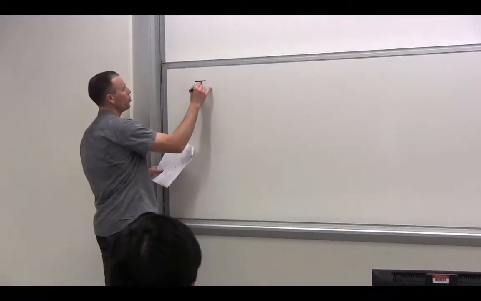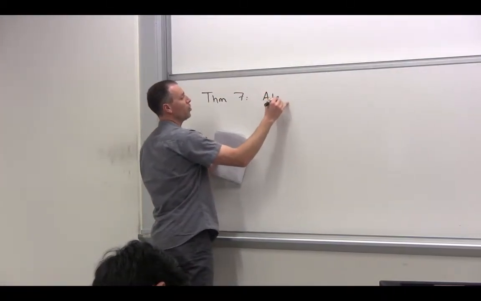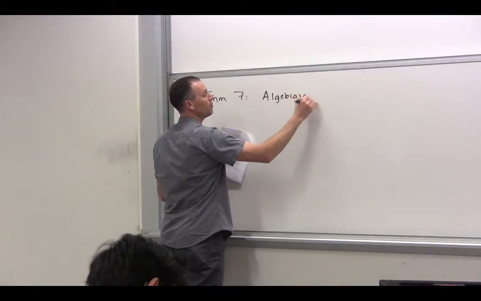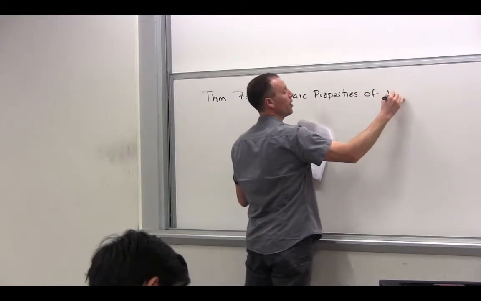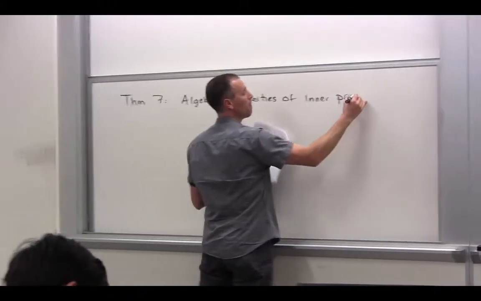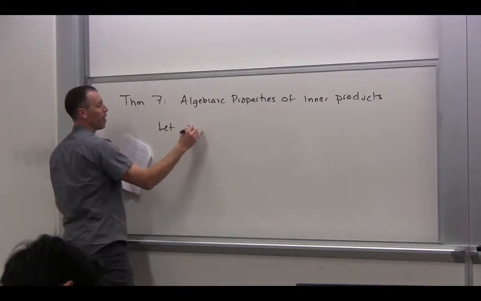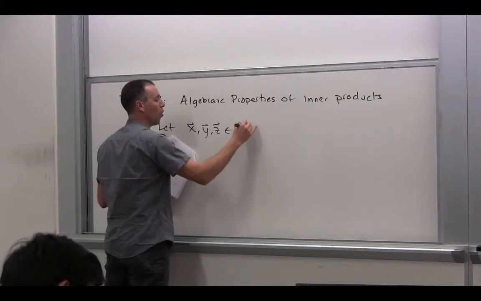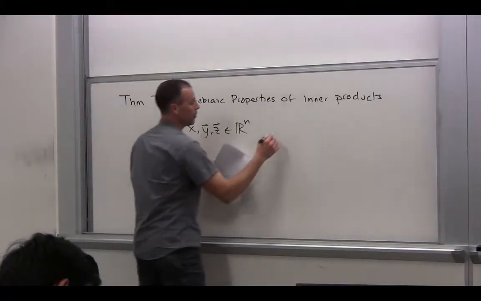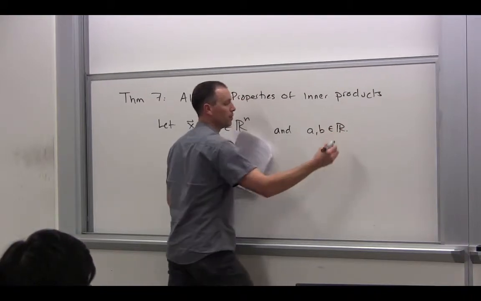The last thing that I wanted to do was to talk about a theorem about inner products, which is called the algebraic properties of inner products. To talk about algebraic properties, we're going to need a few vectors. So we're going to need x, y, and z, and we'll call them all column vectors. And then we'll let a and b be scalars.